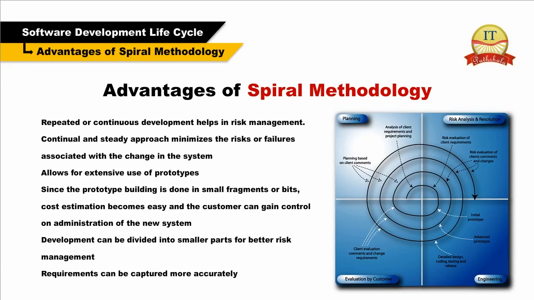Advantages of spiral methodology. Repeated or continuous development helps in risk management. Continual and steady approach minimizes the risks or failures associated with the change in the system. Allows for extensive use of prototypes. Since the prototype building is done in small fragments or bits, cost estimation becomes easy and the customer can gain control on administration of the new system. Development can be divided into smaller parts for better risk management. Requirements can be captured more accurately.